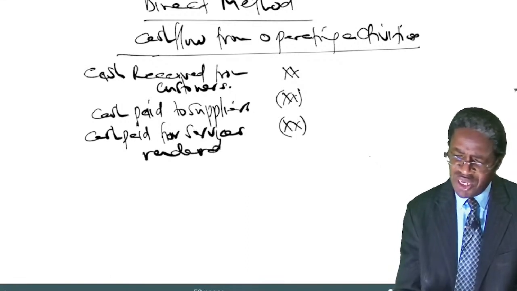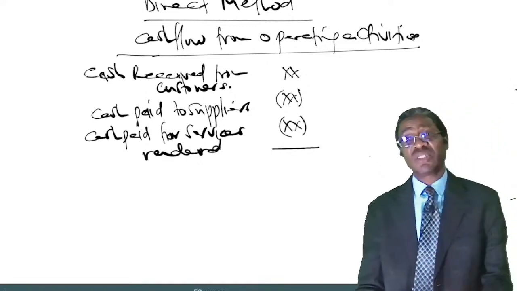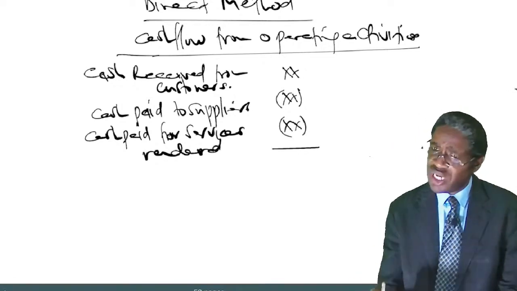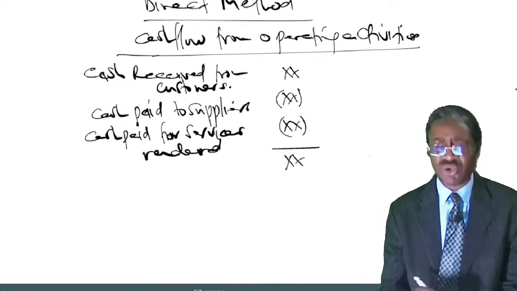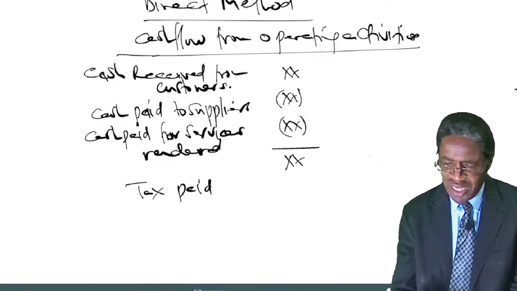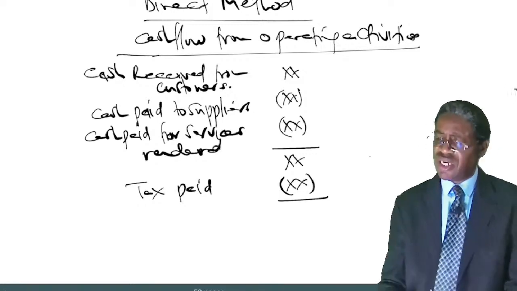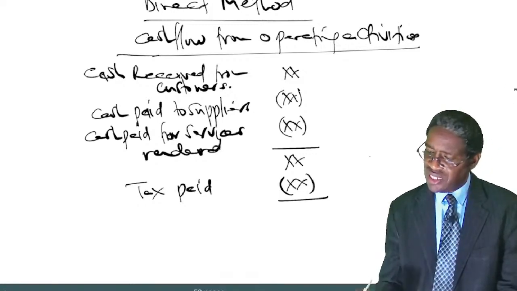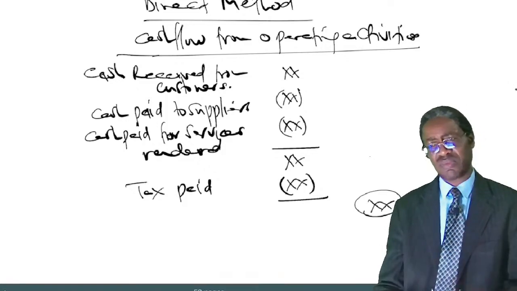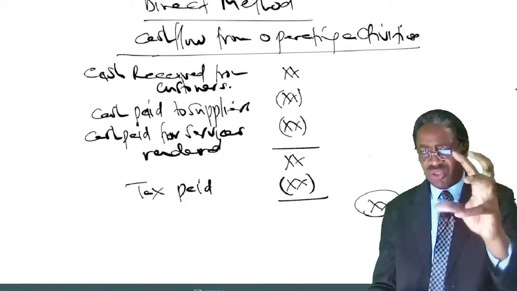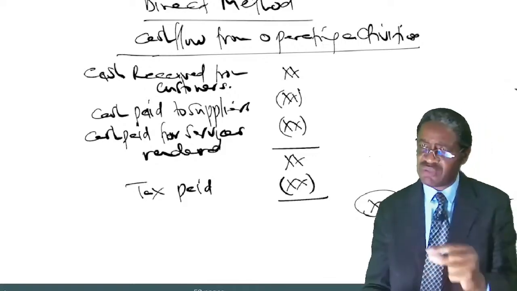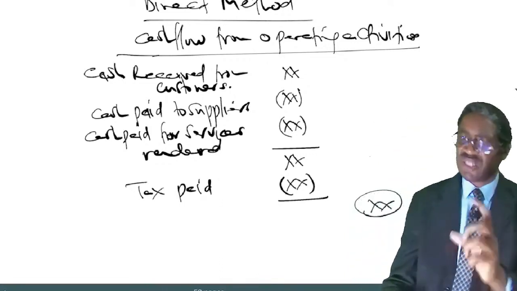So these are the three figures you normally need to determine the cash flows from operating activities using the direct method. Once you get those three figures, you get the total there. Then you minus what we call the tax paid. Whatever you get there is your cash flow from operating activity. If you use the other method and got 20,000 as your cash flow from operating activity, this method should give you the same 20,000.